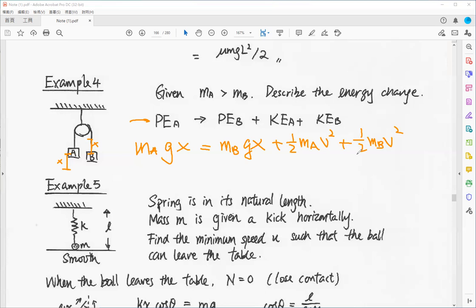Okay. I'll assume that both of them are initially at rest. If not, then you need to find the change in kinetic energy. Then that's it for this one.